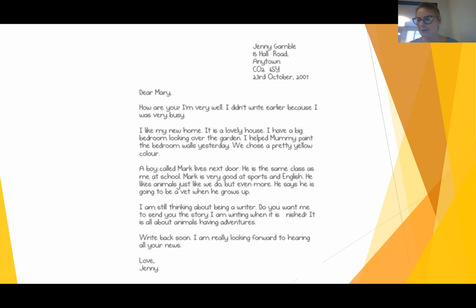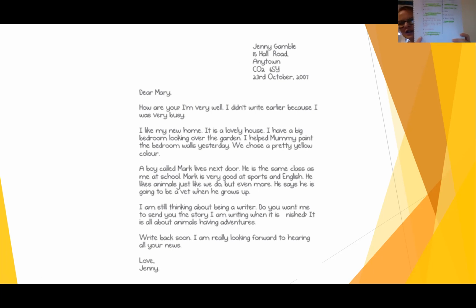Okay, so let's think about our features list again. The first thing we said was different is the address. So let's have a look. Does this letter have just the sender's address, or does it have the sender's and the receiver's address on it? I can see here it's only got the one address on it, hasn't it? It is written from Jenny. Jenny is the sender, and look, here's her name down the bottom. It's only got the sender's address on it.